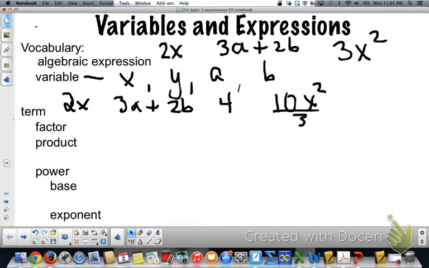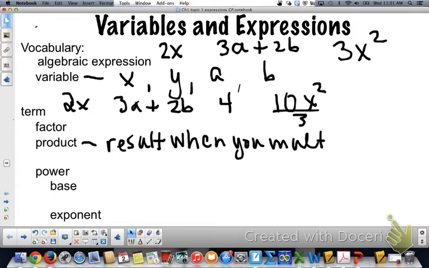Okay, factor and product kind of go together. The product is the result when you multiply. And a factor is the two things that you multiply together. Okay, so something like 2 times 3 equals 6. 6 would be the product. 2 and 3 would be your factors.